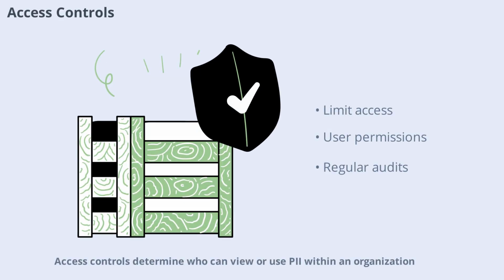Access controls determine who can view or use PII within an organization. By limiting access to only those who need it, companies can reduce the risk of data leaks or misuse. This involves setting up user permissions, authentication processes, and regular audits to ensure compliance.